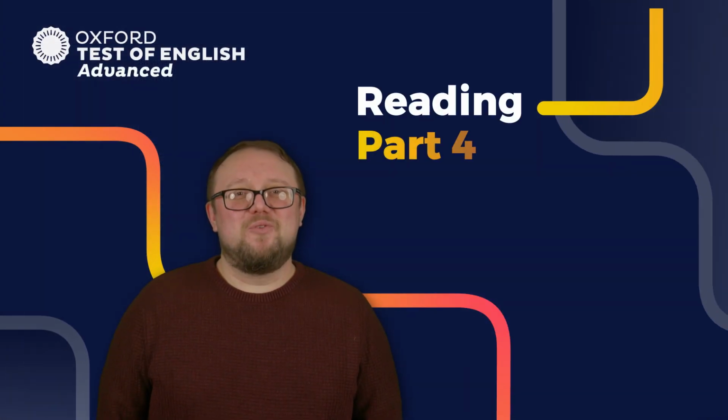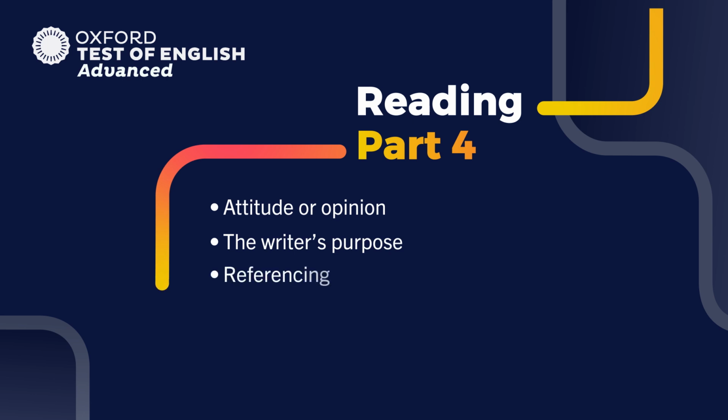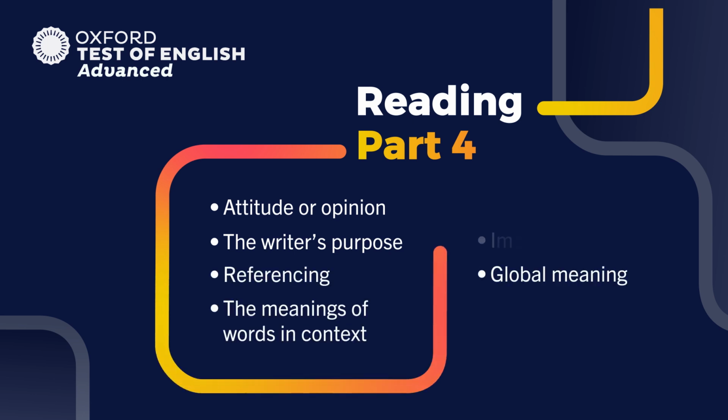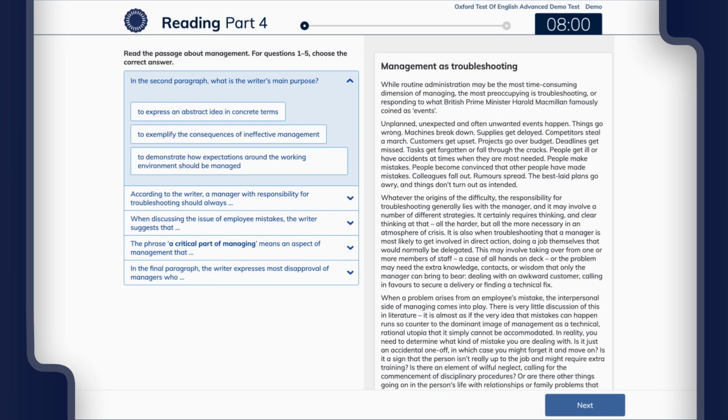Let's look at the Part 4 reading task, which asks multiple choice questions on a longer text. This part tests your ability to understand attitude or opinion, the writer's purpose, referencing, the meanings of words in context, global meaning, implication, and exemplification. Here is an example of a Part 4 task.